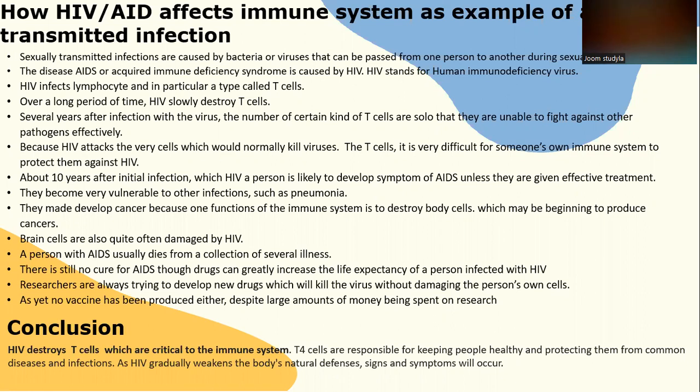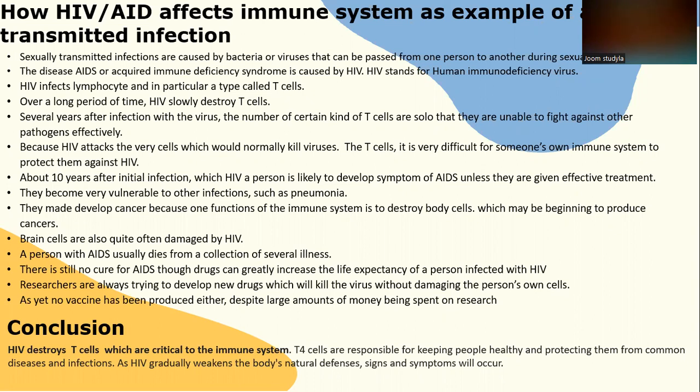About 10 years after initial infection with HIV, a person is likely to develop symptoms of AIDS unless they are given effective treatment. They become very vulnerable to other infections such as pneumonia. They may develop cancer, because one function of the immune system is to destroy body cells which may be beginning to produce cancer. Brain cells are also quite often damaged by HIV. A person with AIDS usually dies from a collection of several illnesses.